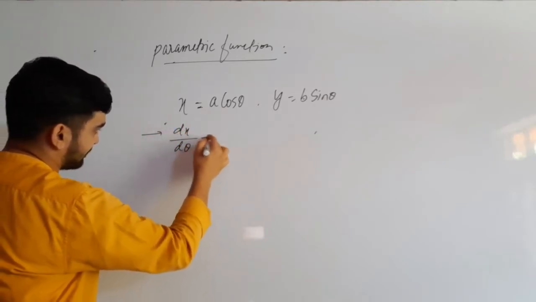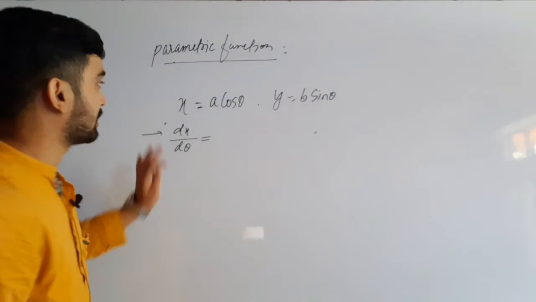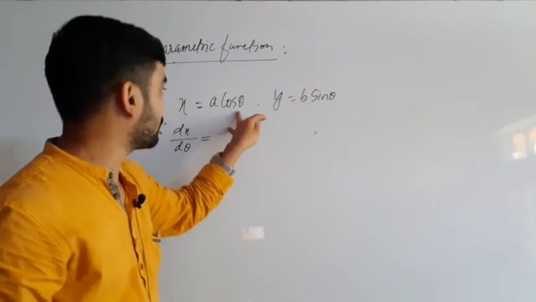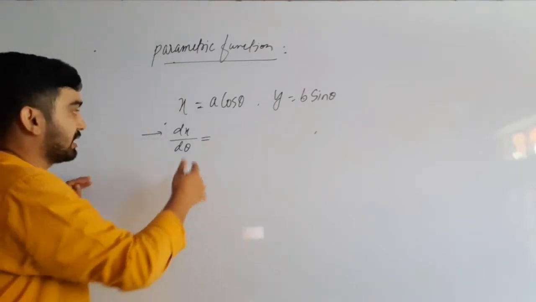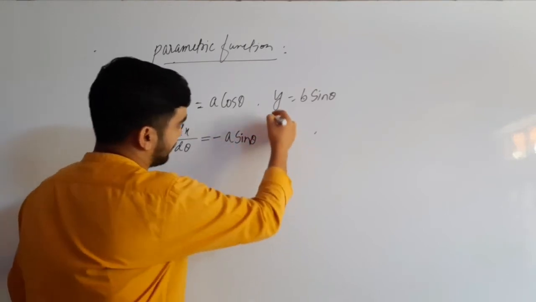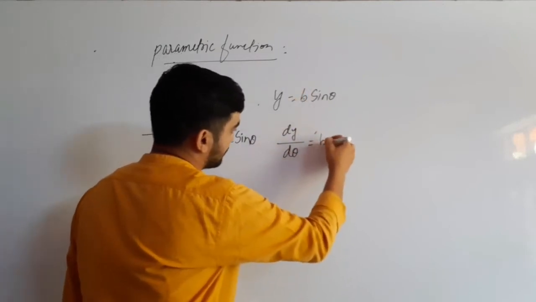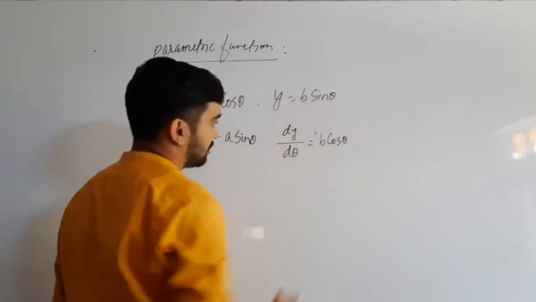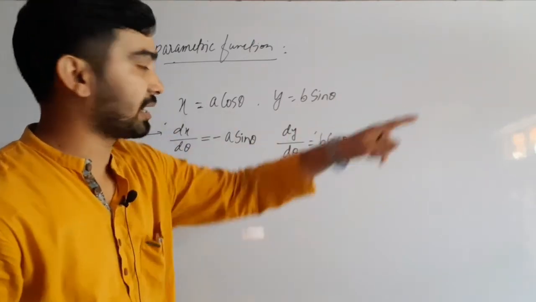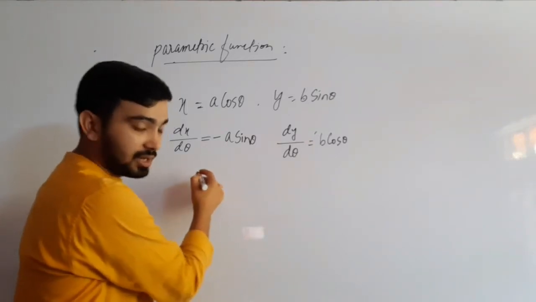Step 1: dx by d theta, that means differentiate x with respect to theta. The derivative of cos theta is minus sin theta, and a is a constant, so dx by d theta equals minus a sin theta. Then dy by d theta equals b cos theta. But what we actually require is dy by dx.